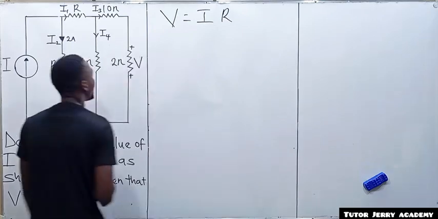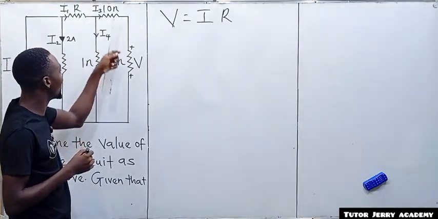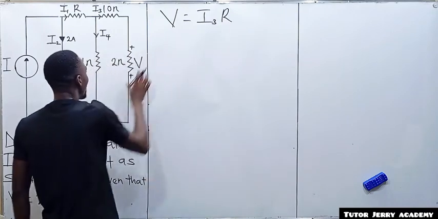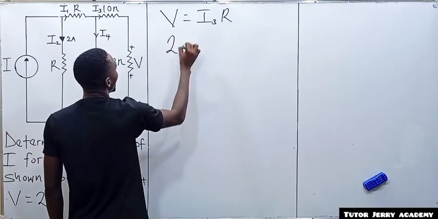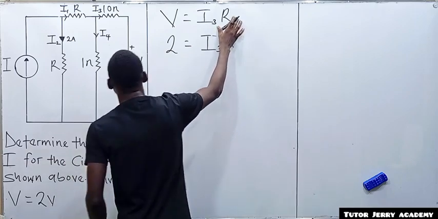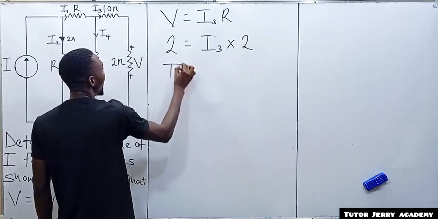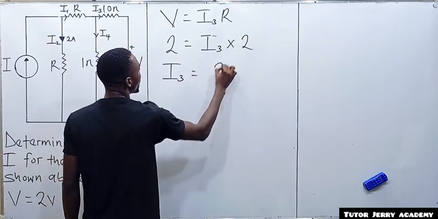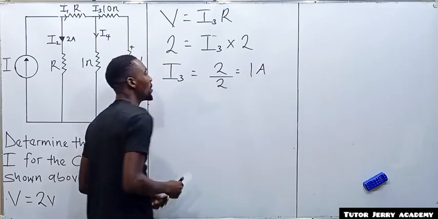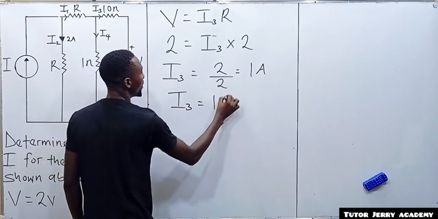The current I want to find is I3, because it is I3 that is flowing through 2 ohms. So let's put I3 here. The voltage is given to us to be 2, and here is going to be I3 multiplied by the resistor, which is 2. If we make I3 the subject, I3 will be equal to 2 divided by 2, which is equal to 1 ampere. So it shows that I3 is equal to 1 ampere.